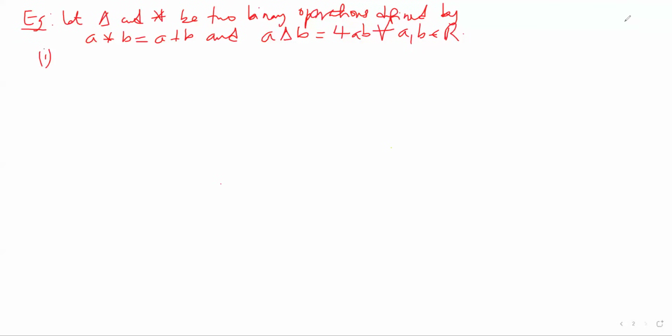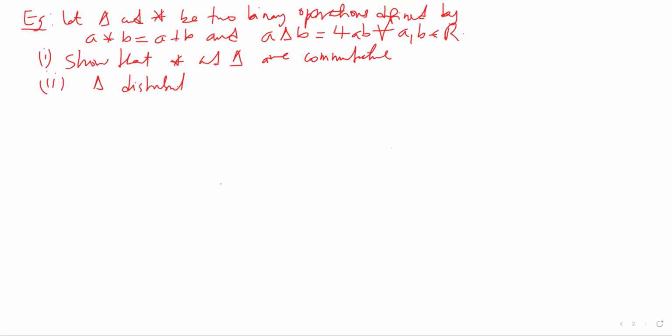Then the question is one, can you show that star and delta binary operations are commutative? And then two, show that delta distributes over star.